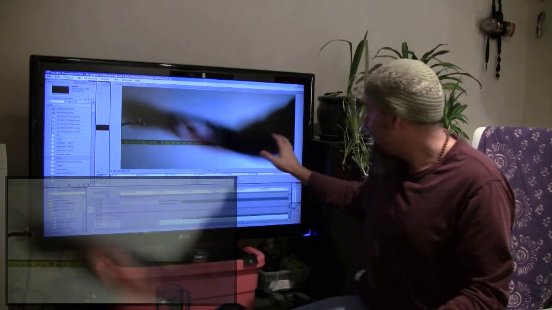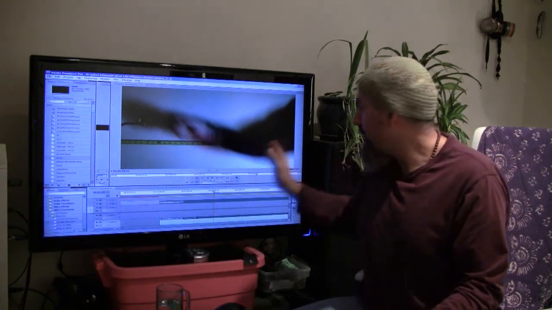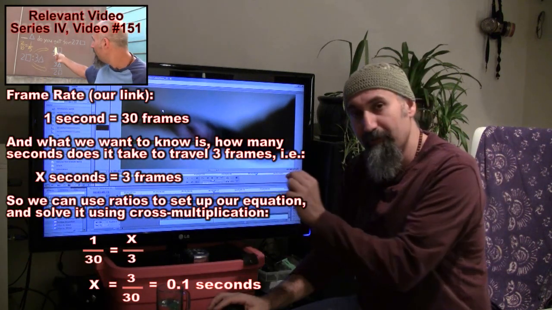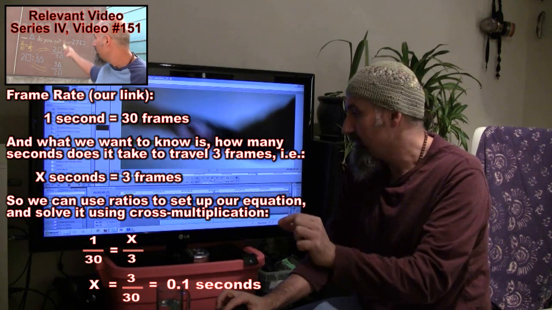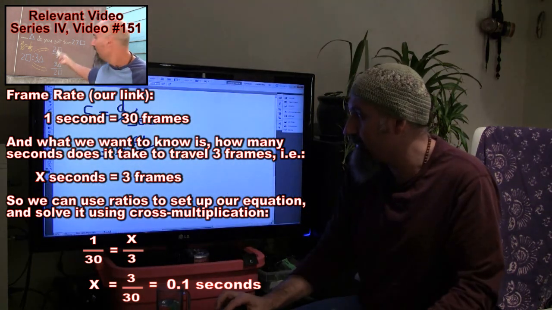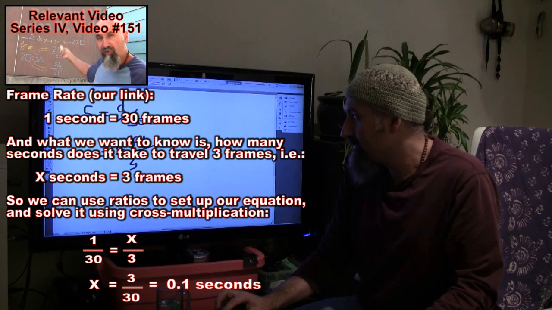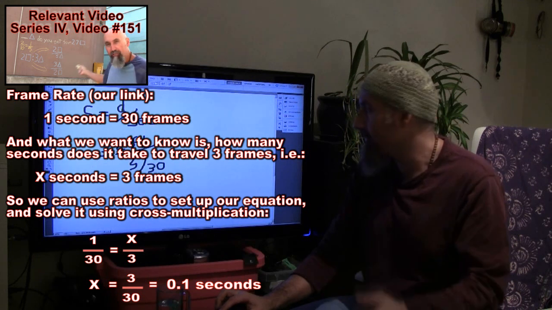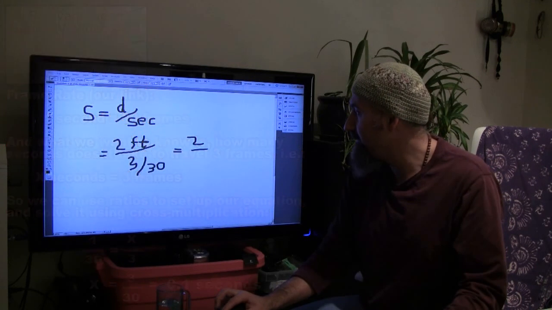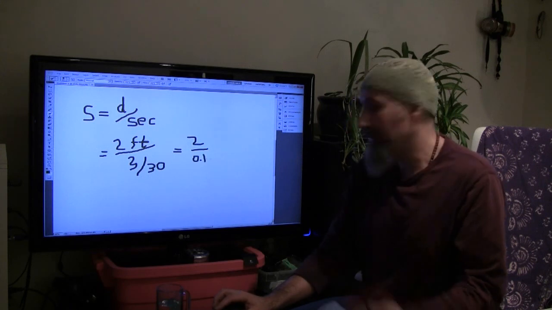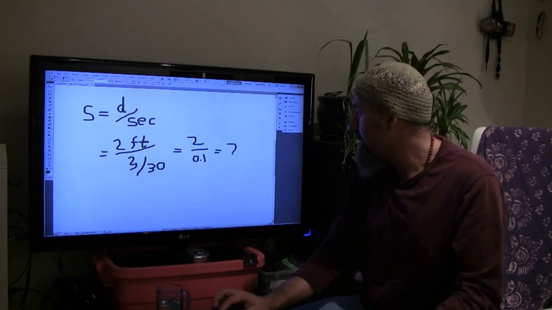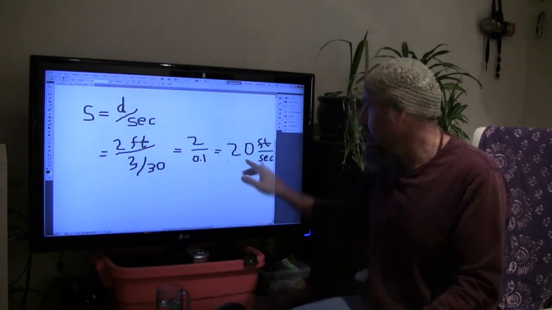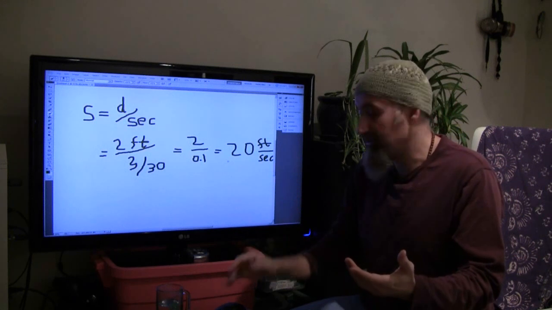So it takes 3 frames for the arm to travel from the beginning of the punch to the end of the punch. And there's 30 frames in each second, right? So the formula we have to do here is 3 frames over 30 frames per second. And that's going to be our calculation. So this is going to be 2 divided by 0.1. And that is equal to 20. And what are our units here? It's 20 feet per second. So this is approximately what the punch speed is.